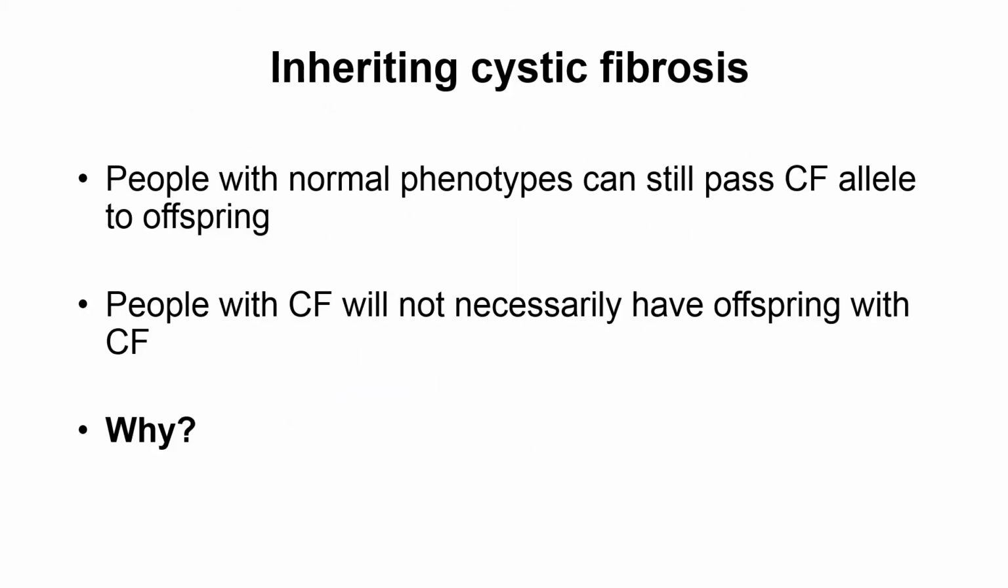Alright, so let's go back to our story of cystic fibrosis. Even though individuals who are what we call normal, which means that they don't have cystic fibrosis, can still have an offspring with cystic fibrosis, the question is, why? If those individuals express a normal phenotype, how is it possible that they can still have an offspring with cystic fibrosis? So let's find out how this is possible.